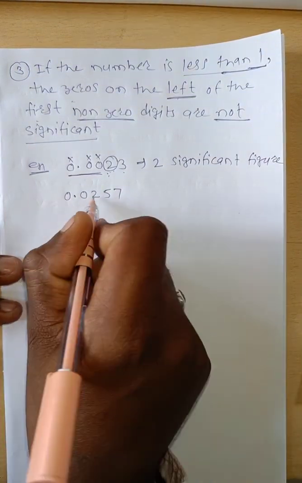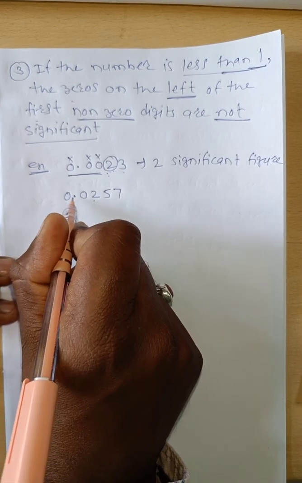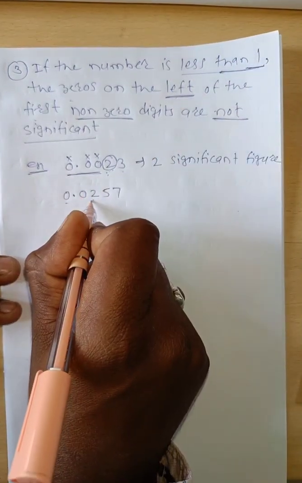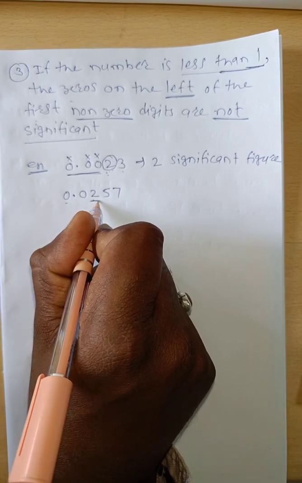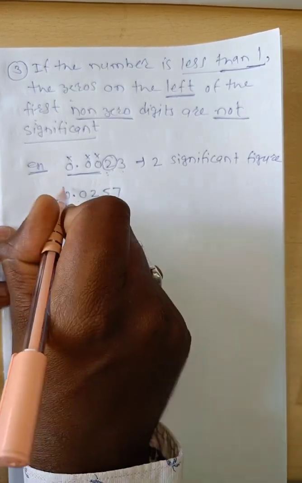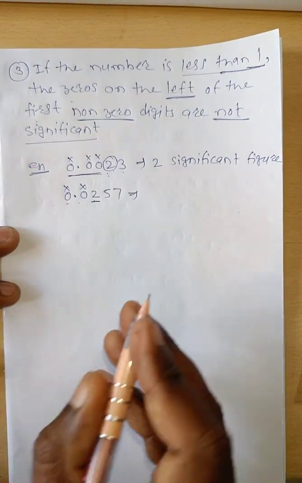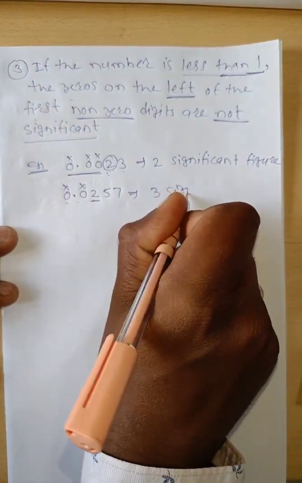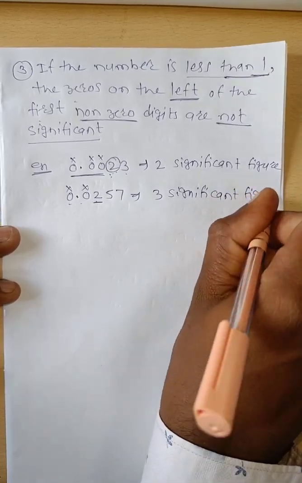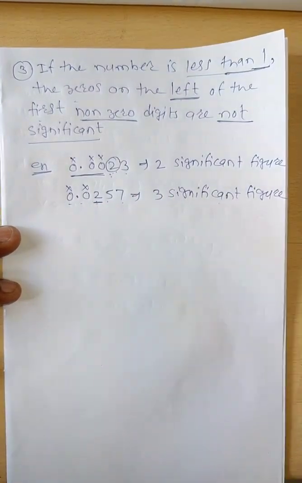0.0257. In that case the first non-zero number is 2 and this number is less than 1. Then the zeros to the left of the first non-zero number are not significant. This is not significant, this is not significant. Therefore, this number has only 3 significant figures: 2, 5, 7. These are the 3 significant figures.